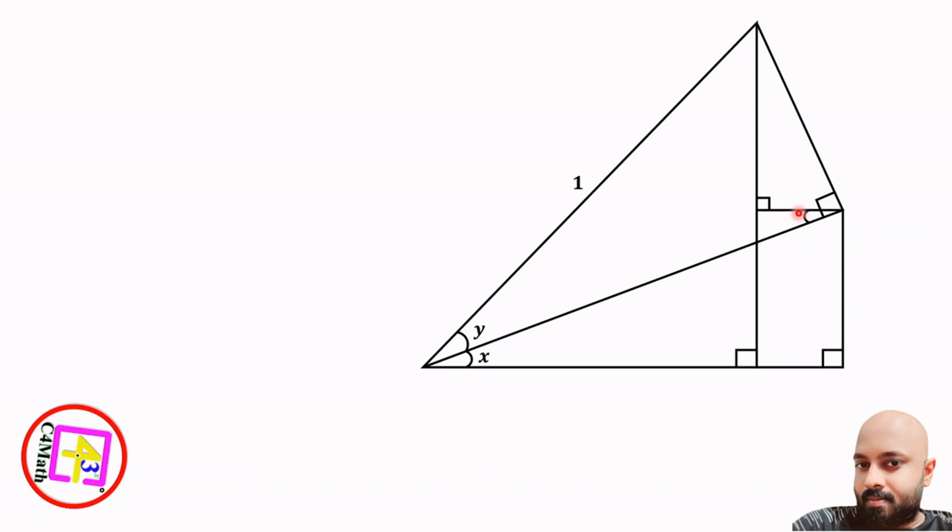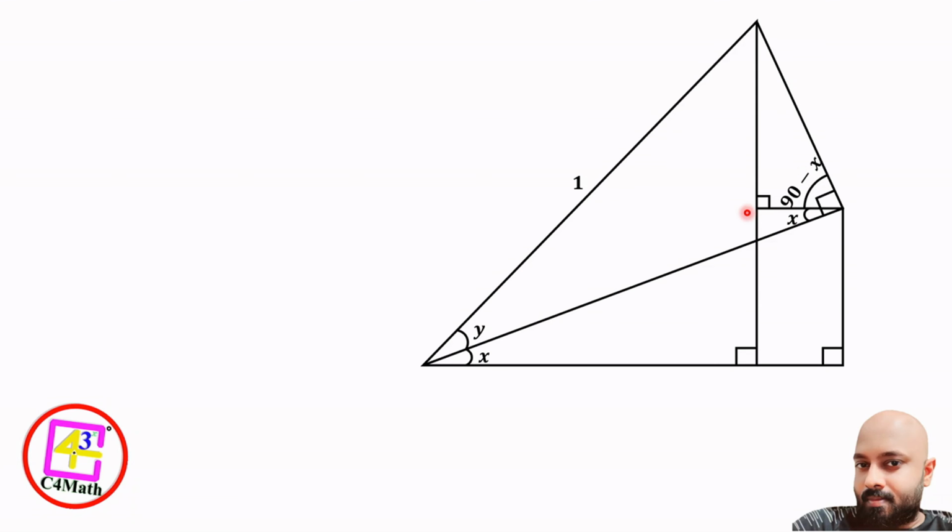Why is this angle also x? Because these two lines are parallel. If two lines are parallel, we know alternate interior angles are equal. That means if this angle is x, then this angle is also x. Next we know this total angle is 90 degrees. We know one part is x. Then we can find the other part, 90 minus x, because the total is 90.